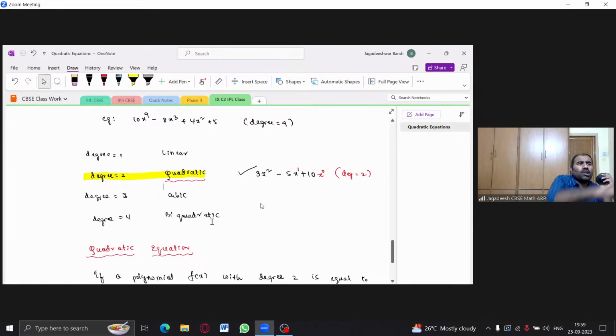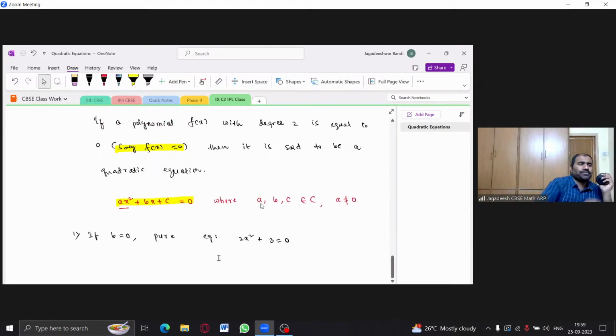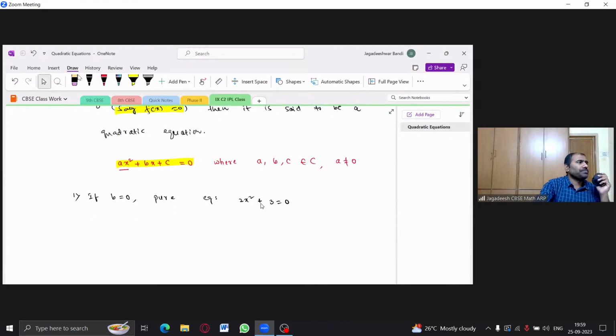If that quadratic polynomial equals 0, if we equate that quadratic polynomial, suppose, one second, I'll erase it, no problem, I'll explain this point again. I have already discussed in the earlier case that 3x square minus 5x plus 10 is a quadratic polynomial. If we equate it with 0, then it becomes a quadratic equation. Is that okay, ma? Soumya?